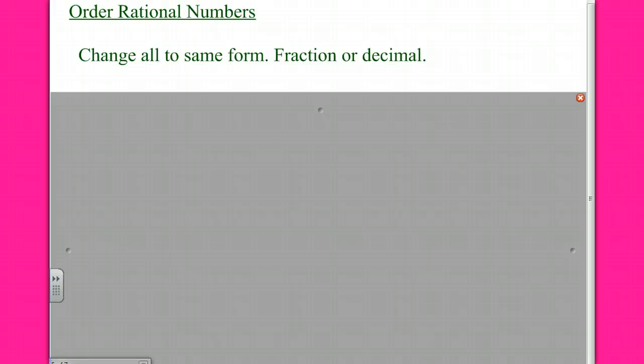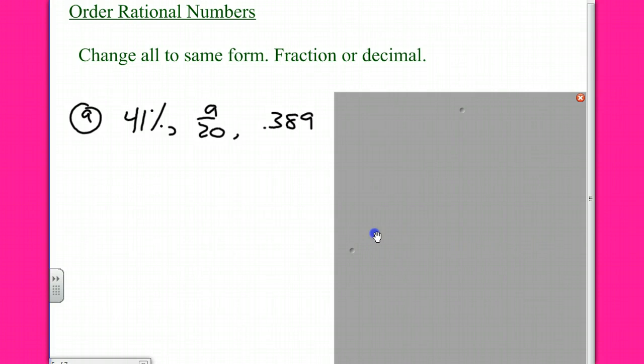Same topic really, but the final question here would be, can you order things from least to greatest? And so we're going to receive maybe a variety of things. So we might receive 3 different things: a percent, a fraction, and a decimal. And your job is to put them in order from least to greatest. So as you see, you want to change them all into the same form. And some people like to change them all to decimals.